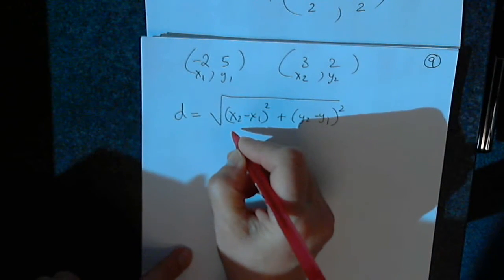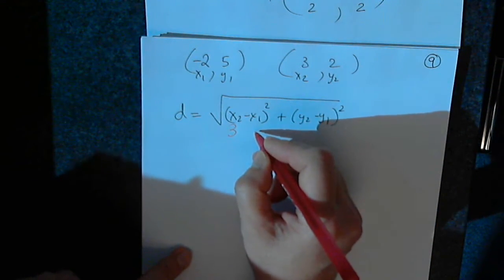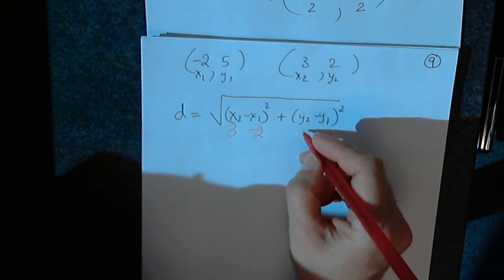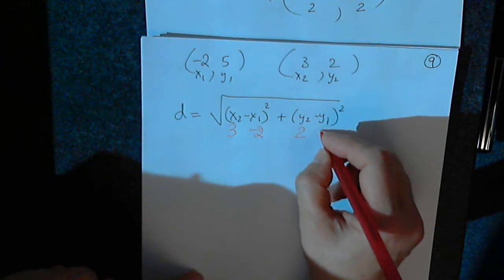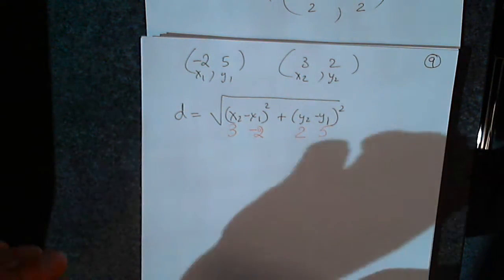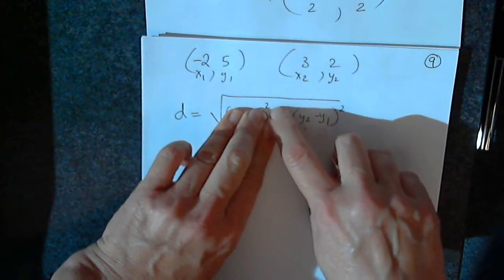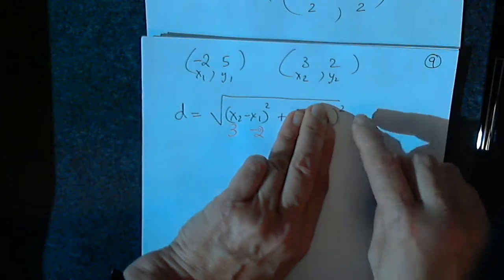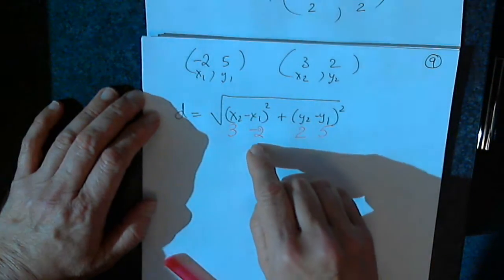What is x2? What do I write under x2? 3. Perfect. What do I write under x1? Negative 2. Excellent. What do I write under y2? 2. What do I write under y1? 5. Please make a note: you cannot come up with a negative number from here. Why? Because it's squared.